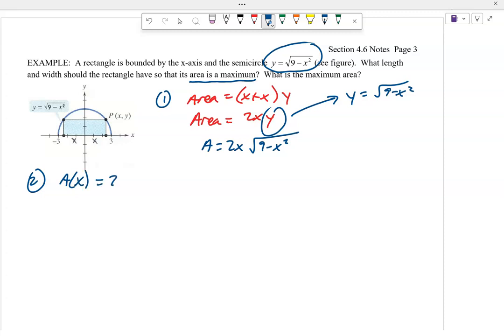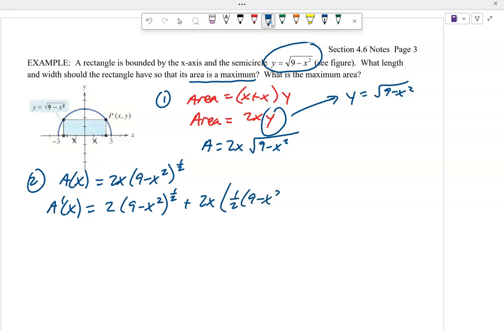Here's our area function, 2x times 9 minus x squared to the 1/2. So let's go ahead and take its derivative using the product rule. Derivative first times the second plus the first, derivative of the second. So I get a 1/2, 9 minus x squared to the negative 1/2. Derivative of the inside is 0 minus 2x.